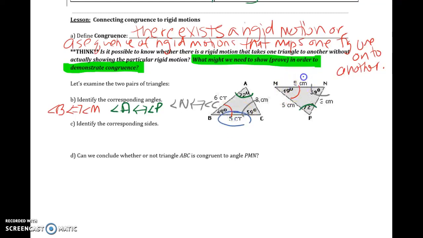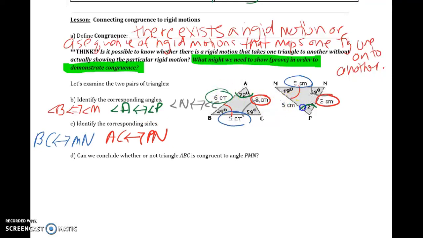So we have 5 centimeters here and 5 centimeters here. So BC corresponds to MN. We have 3 centimeters and 3 centimeters, so AC corresponds to PN. And we have 6 centimeters and 6 centimeters, so AB corresponds to MP. And again, correspondence does not necessarily mean congruence. It just means they're in the same place. However, in this example, we have measurements, so we know that these sides are the same measure.